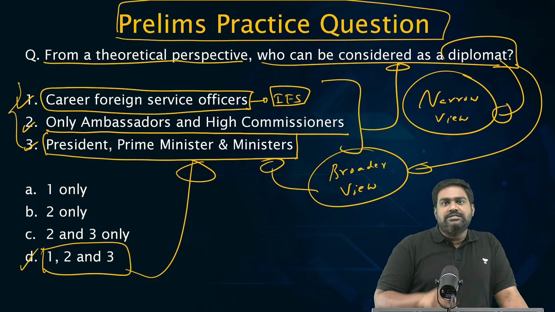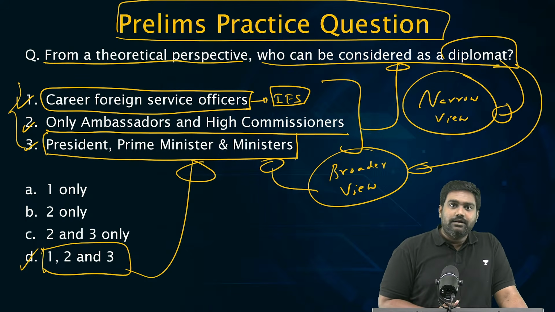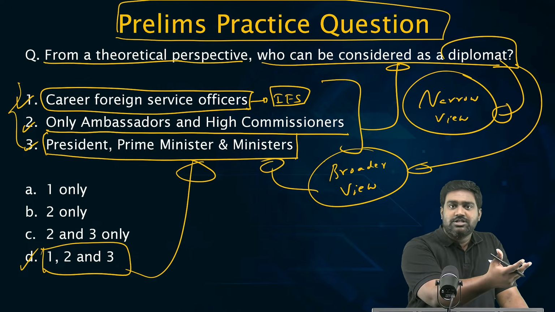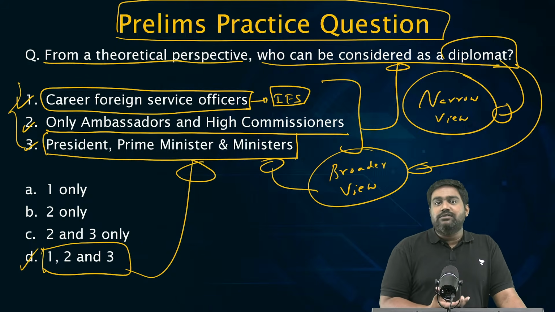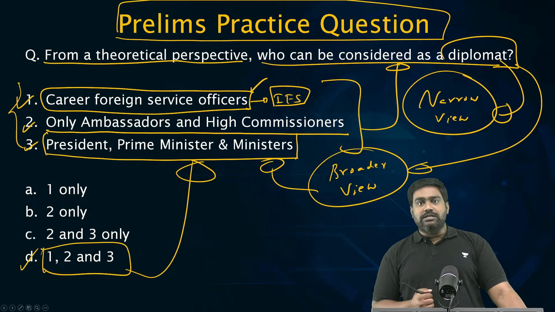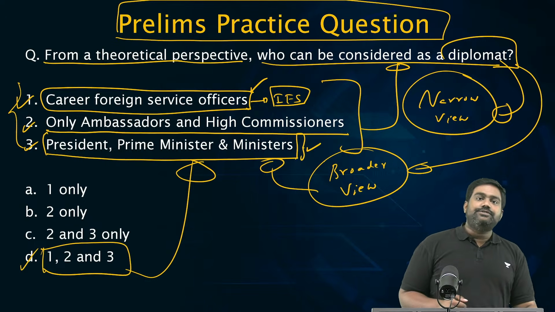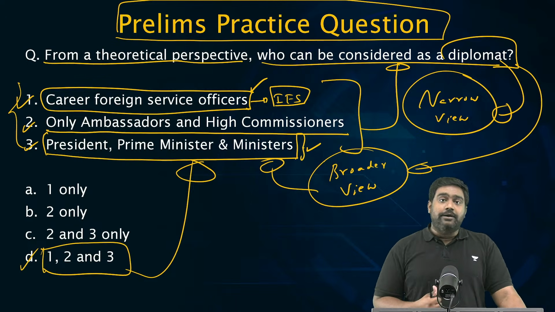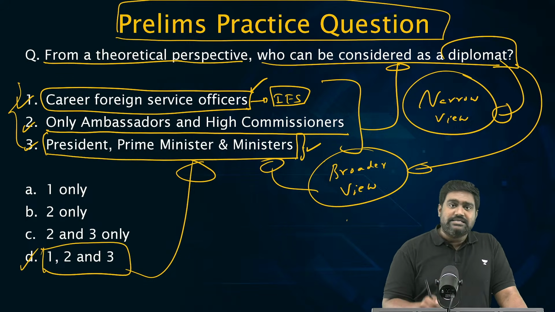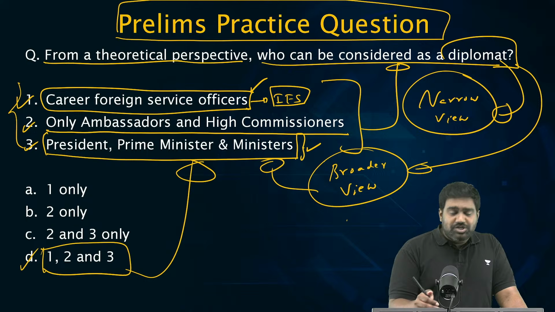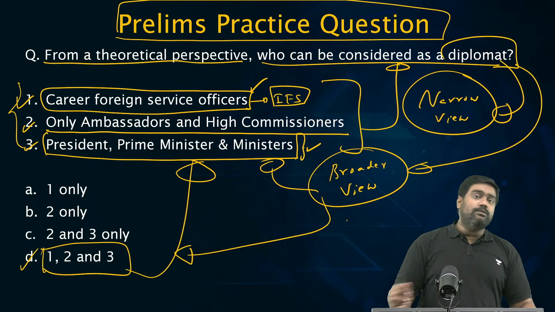All of them can be considered as diplomats when they are officially representing the nation at the global level, when they're engaging with relations with another country or with a global organization, right? They're all diplomats of the nation. It's not just your career foreign service officers or ambassadors and high commissioners, even ministers, the head of state, head of government, who represent the nation in their official capacity will also be considered as diplomats in the broader sense. Since the question is not specific, we will have to take the broader view and D becomes the correct answer.